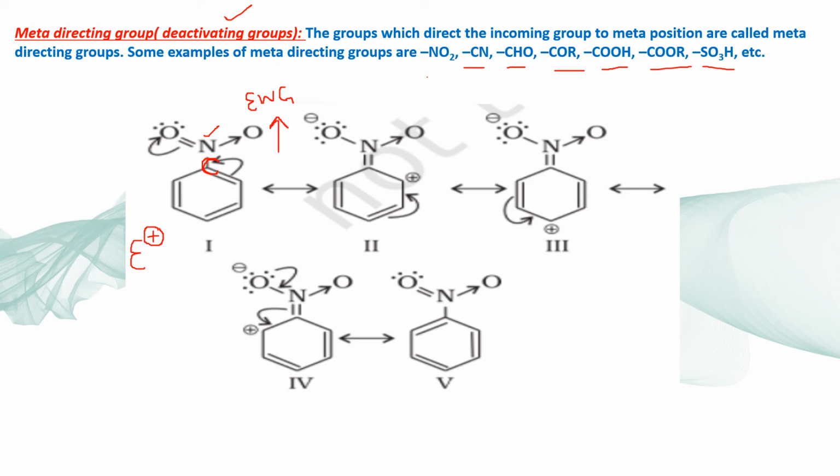So once you decide whether the group is electron donating or withdrawing, and then you draw the resonating structures, as many as you draw, it will give you more practice and you'll be very efficient in that. So that's all about this presentation.